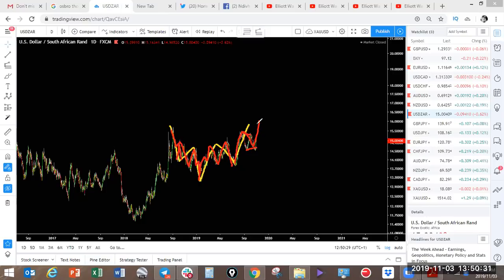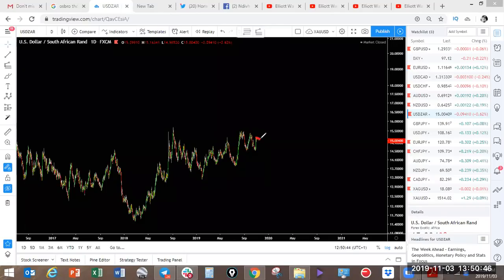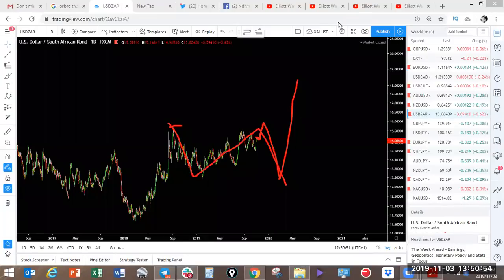So you can see that the one move that is missing is this one that should come and take the top here. Then that will complete the 3 down, 3 up, and then we'll expect the US dollar ZAR to come down here. For now, you're looking for the upside correction. Look to break the top, and then come down and then up. That is the overall structure on US dollar ZAR.